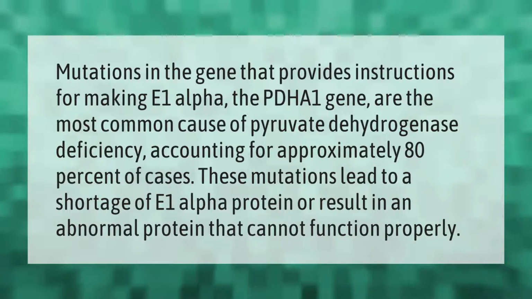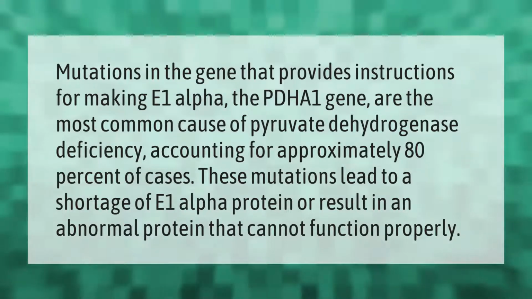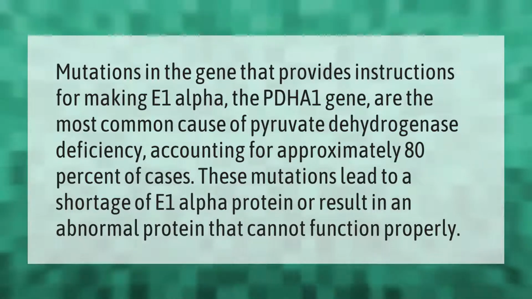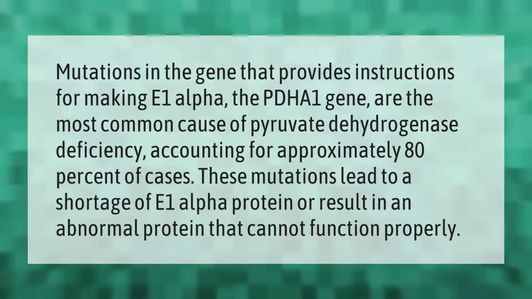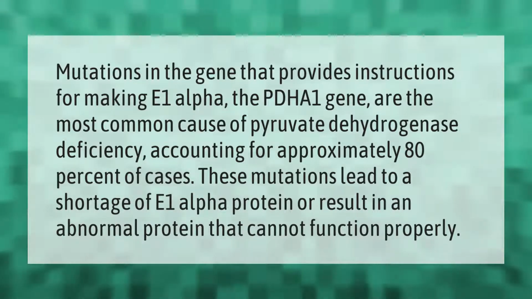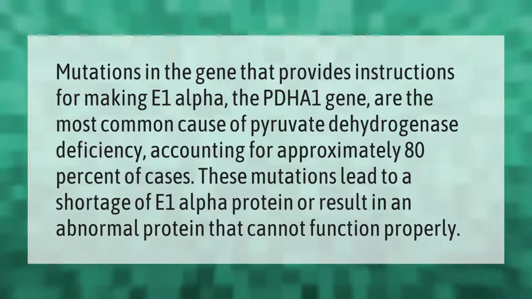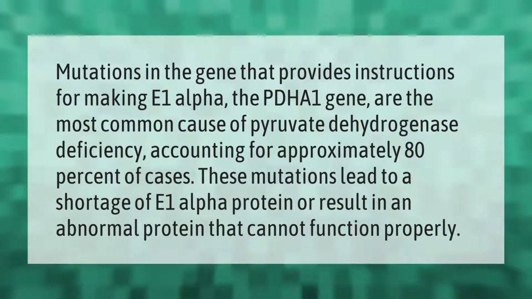Mutations in the gene that provides instructions for making E1-alpha, the PDHA1 gene, are the most common cause of pyruvate dehydrogenase deficiency, accounting for approximately 80% of cases. These mutations lead to a shortage of E1-alpha protein or result in an abnormal protein that cannot function properly.